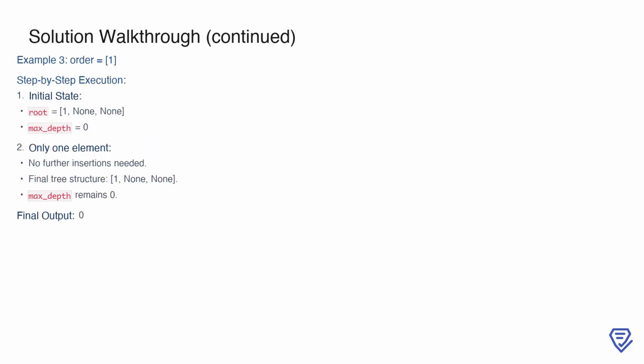In the last example, the insertion order contains only one element, 1. Here, the root of the BST is simply set to 1, and its left and right children are null. Since there are no additional values to insert, the tree remains as 1, none, none. The maximum depth does not increase and remains at 0. Therefore, the final output for the depth of the BST is 0.